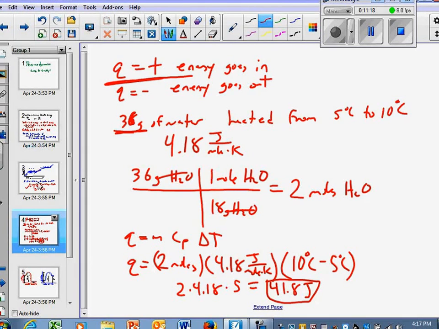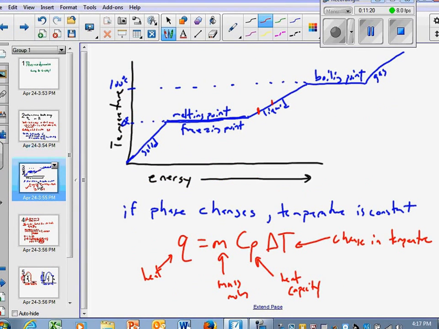But what if I wanted to figure out how much energy I need to boil a certain amount of water? Okay? How much energy does it take to completely boil water? So let's again use nice easy numbers. So let's say we want to use about 10 grams of water. Okay? In this case, the temperature doesn't change. So we can't use this equation.